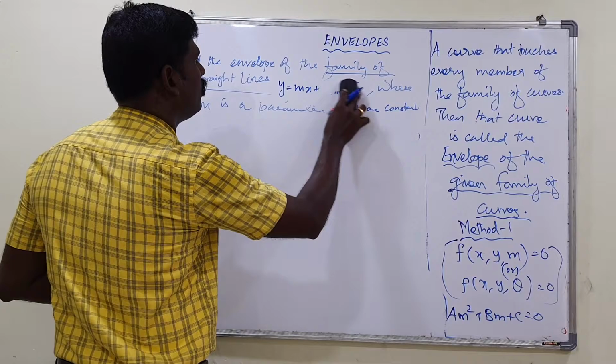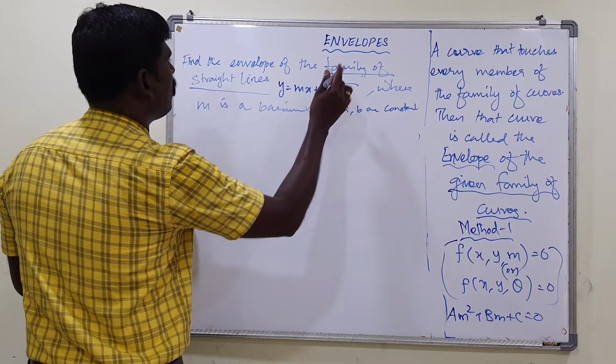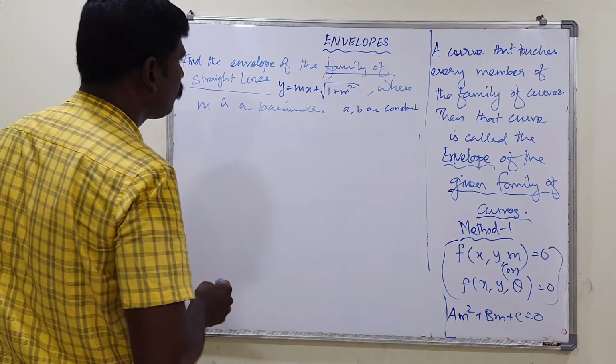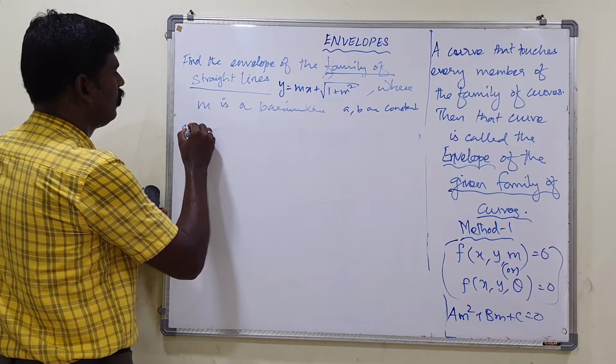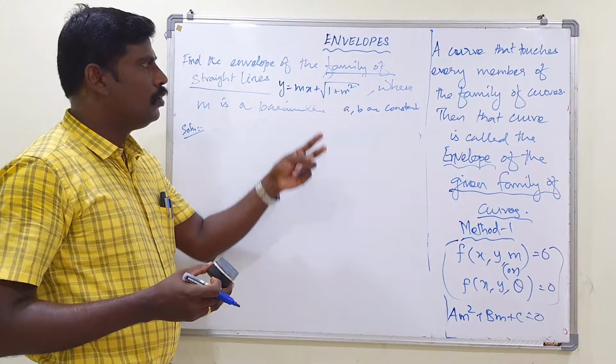Find the envelope of the family of straight lines y = mx + root of 1 plus m square. How to find it? Solution. This problem can also be done by comparing it with the previous problem.